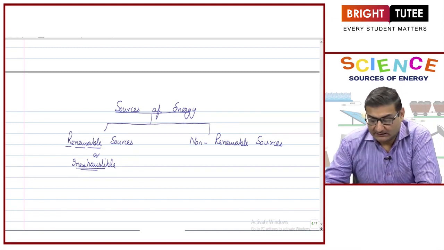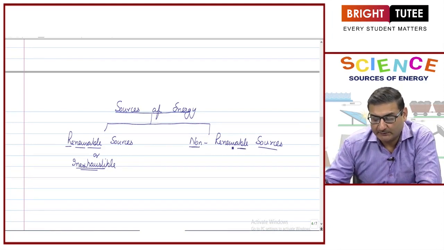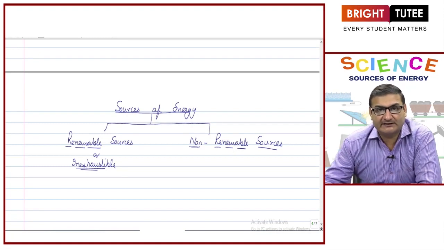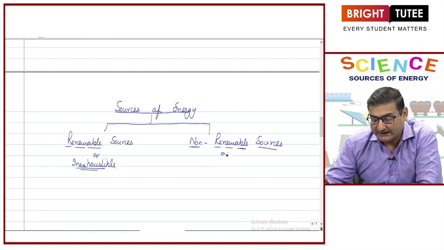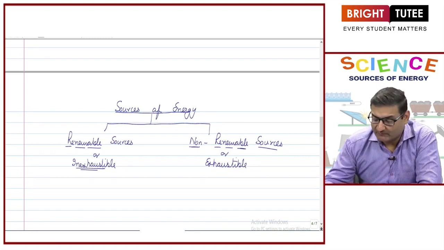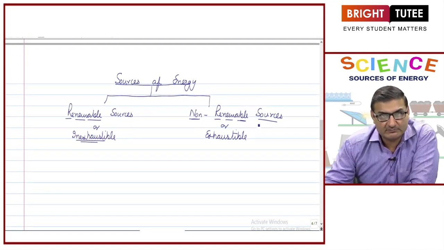Fine. The non-renewable sources of energy are those sources of energy which are not able to be renewed. Once they finish off, they will not be able to be renewed, and that is why they are known as exhaustible sources of energy. Right? We have a lot of examples in mind. Let us take up the non-renewable sources of energy.